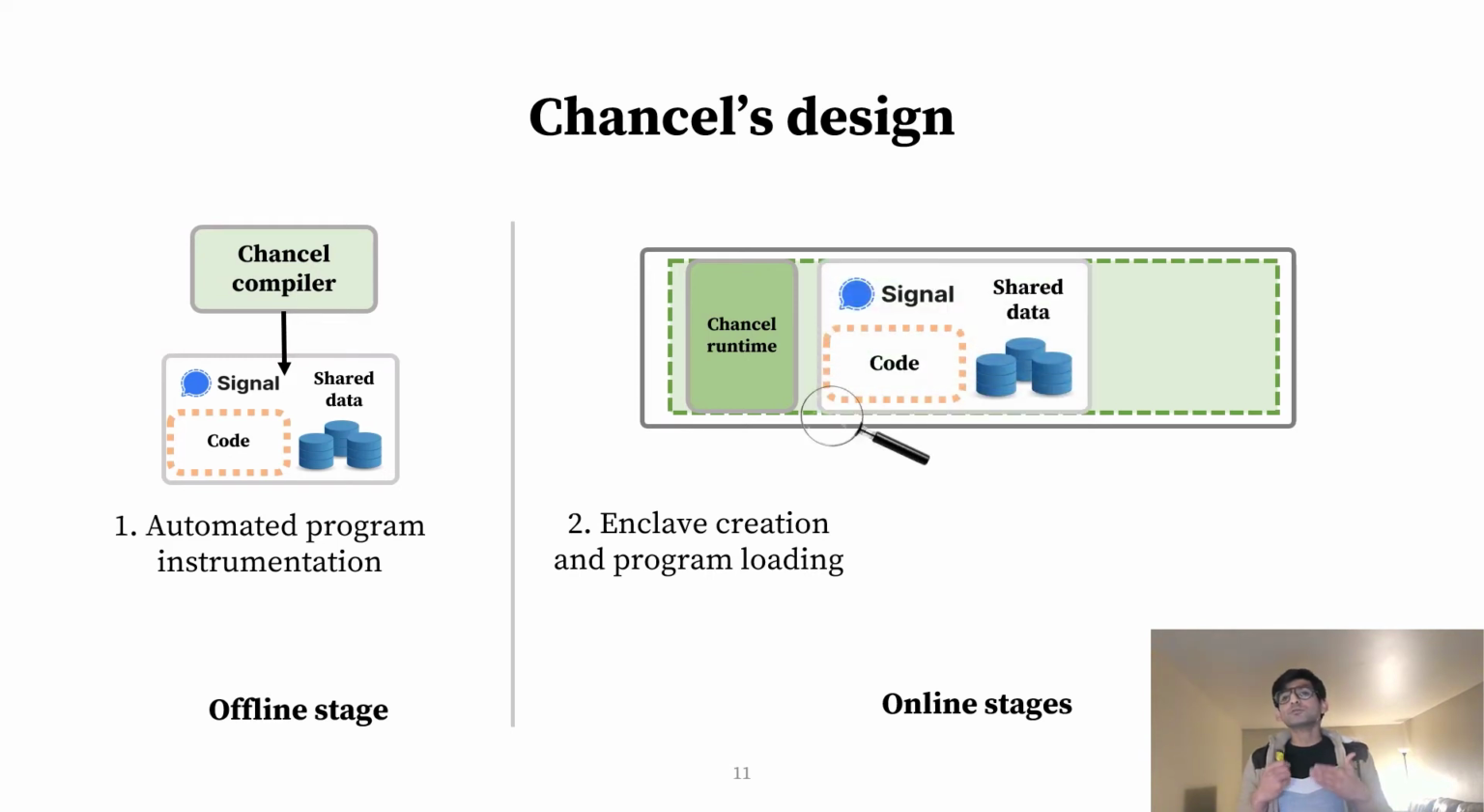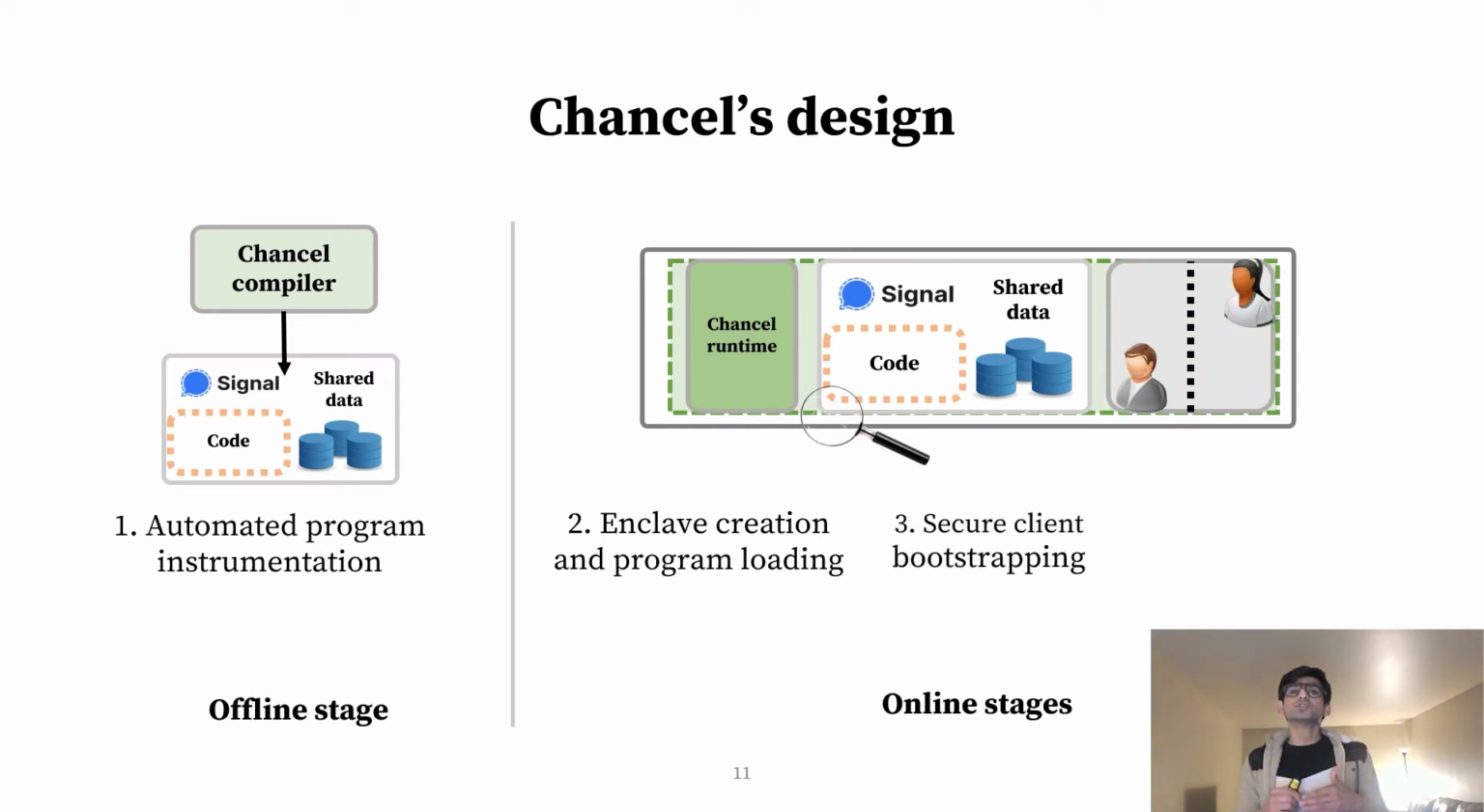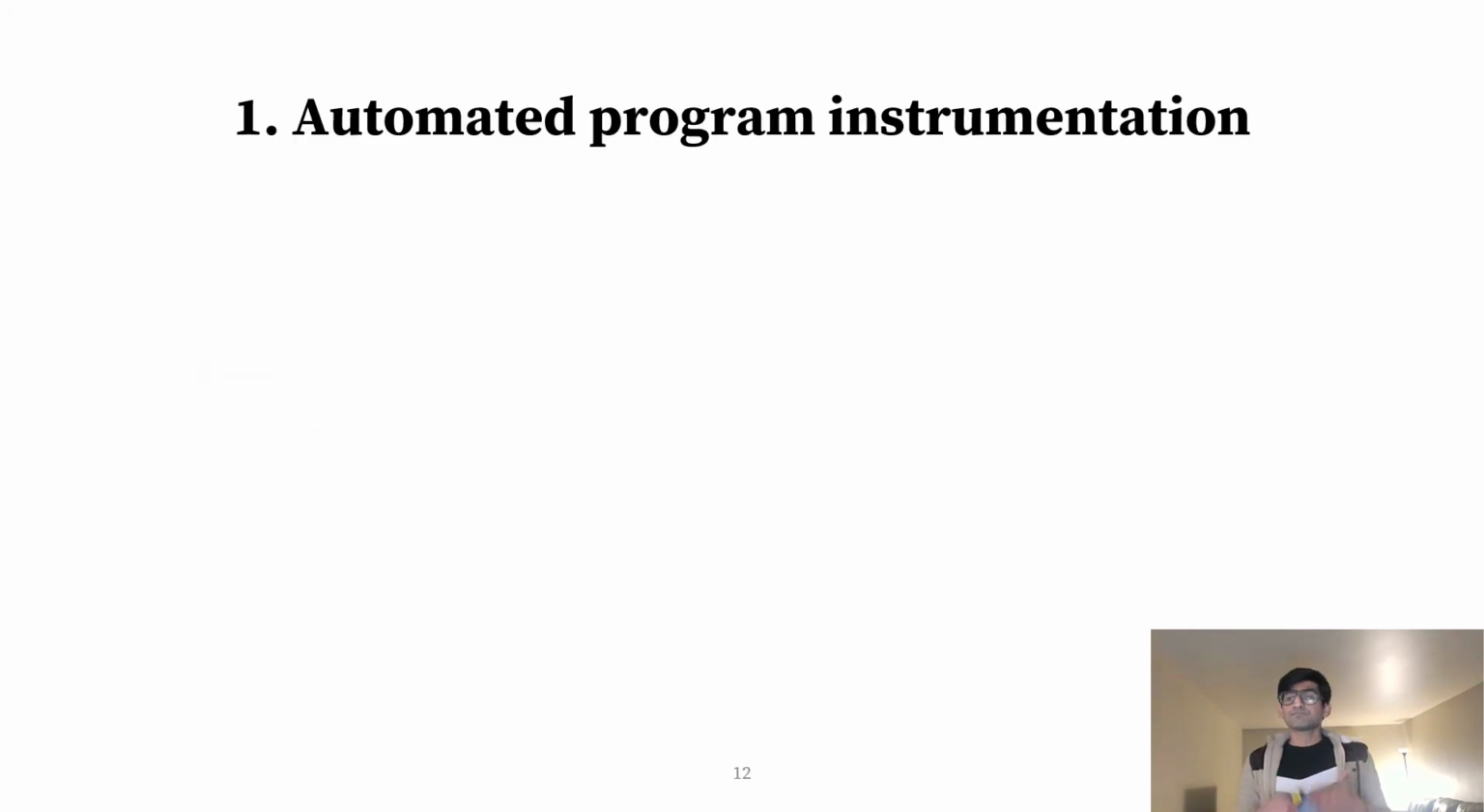Then Chancel will load the instrumented program binary after validation, and then it will securely bootstrap different clients into different threads of the enclave. Finally, Chancel will enforce multi-client SFI. So, as I mentioned, the first stage is to instrument the program using Chancel's compiler.